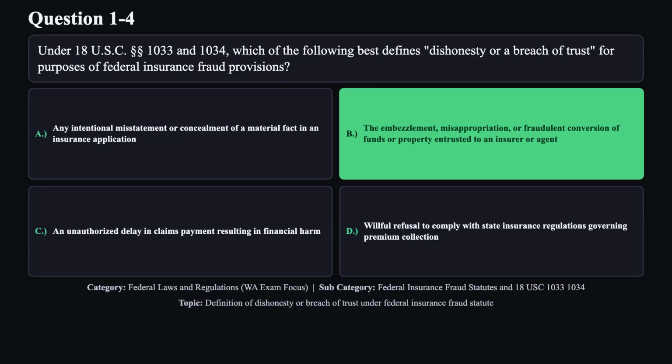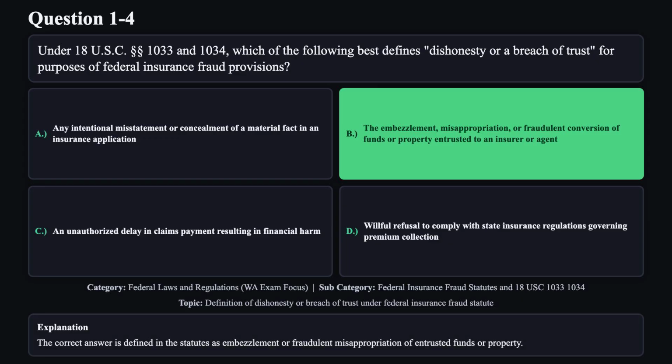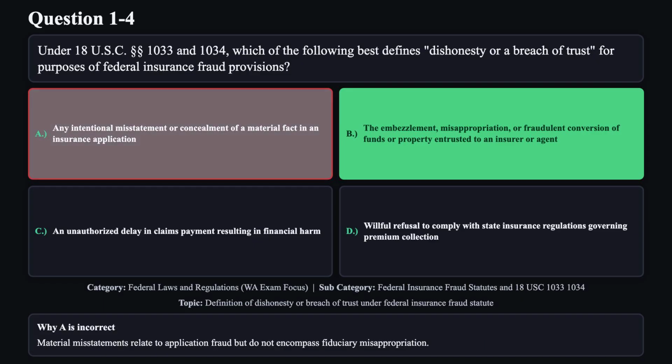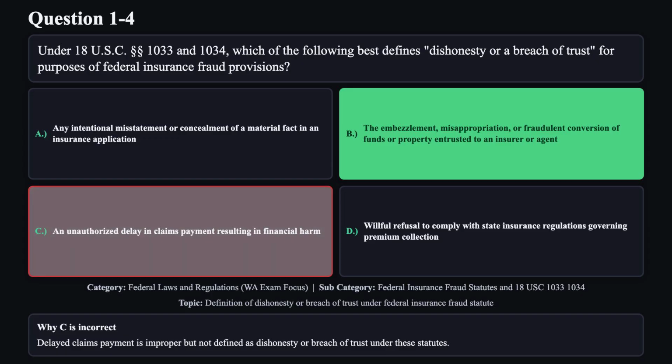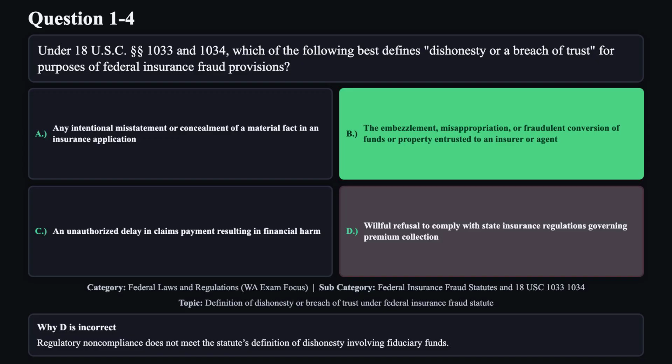The correct answer is B. The correct answer is defined in the statutes as embezzlement, or fraudulent misappropriation of entrusted funds or property. Reason A is not correct. Material misstatements relate to application fraud but do not encompass fiduciary misappropriation. Reason C is not correct. Delayed claims payment is improper but not defined as dishonesty or breach of trust under these statutes. Reason D is not correct. Regulatory noncompliance does not meet the statute's definition of dishonesty involving fiduciary funds.